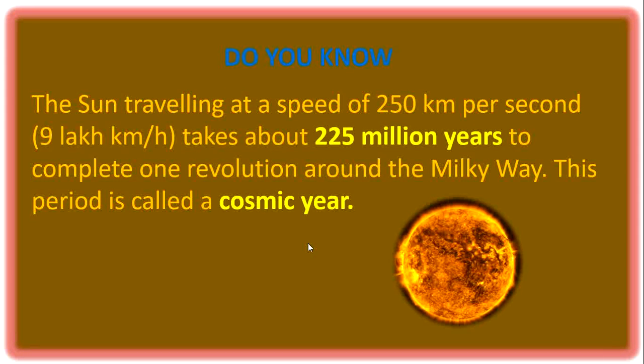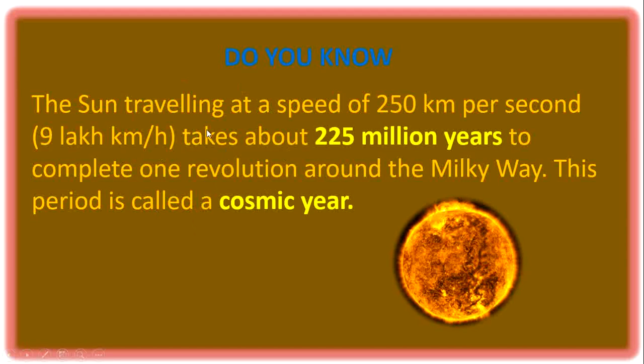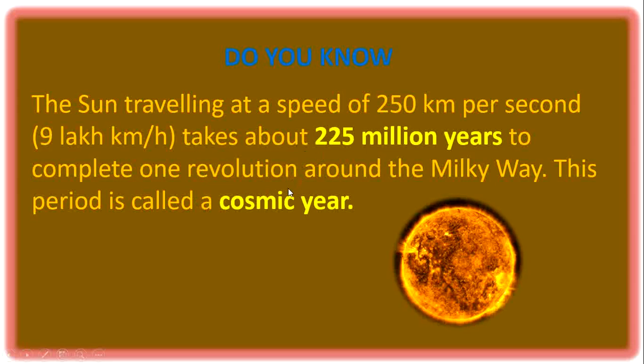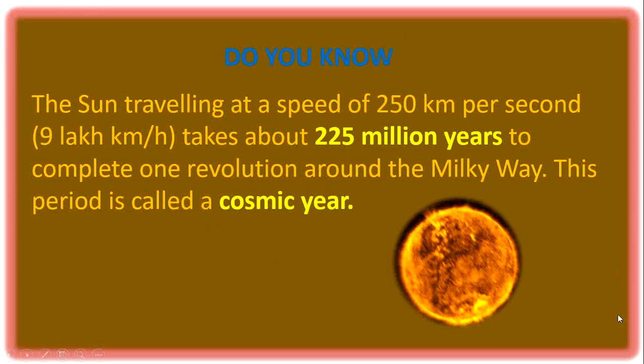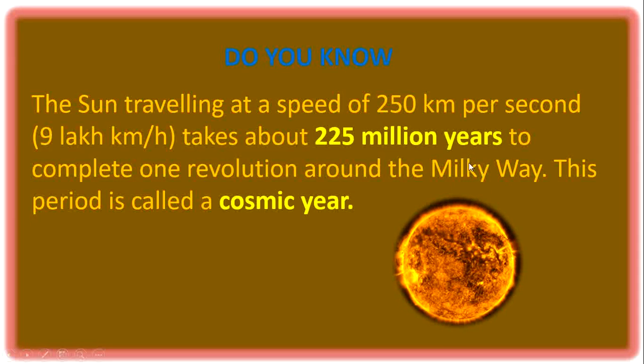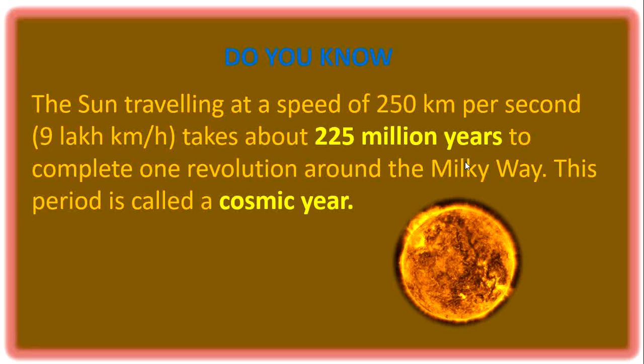The Sun travels at a speed of 250 km per second, that is 9 lakh km per hour. At what speed? 250 km per second. It takes about 225 million years to complete one revolution around the Milky Way. This period is called a cosmic year.